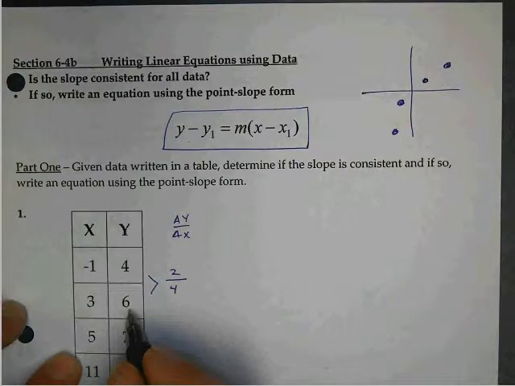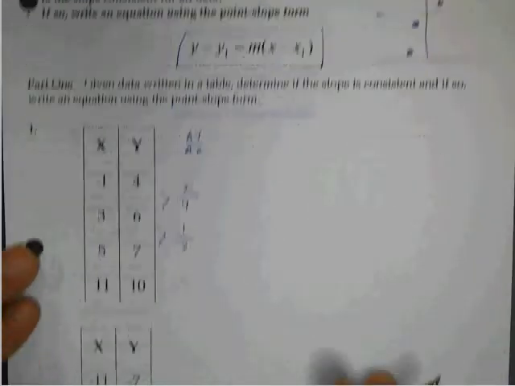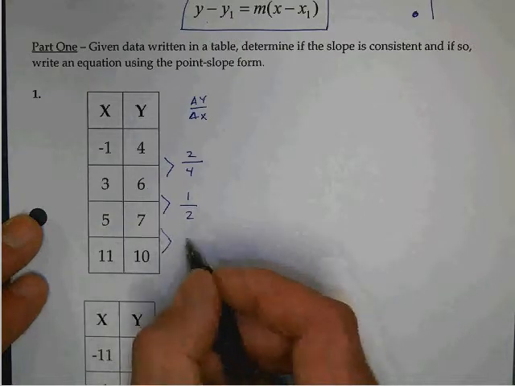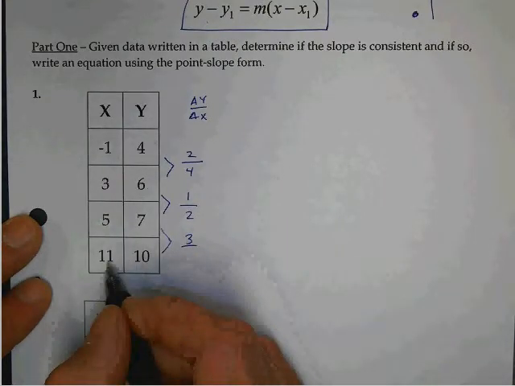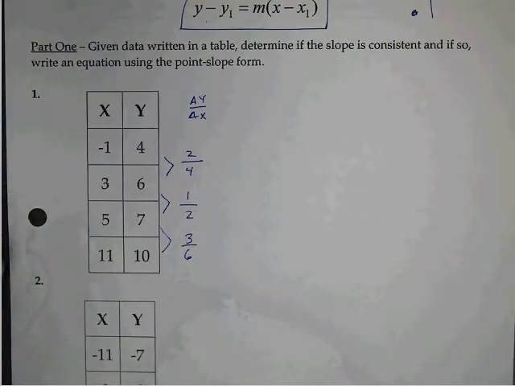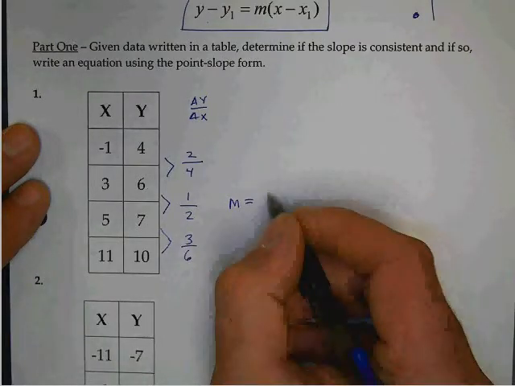What's 7 minus 6? 1. What's 5 minus 3? 2. So far, is the slope consistent? So far it is. All right, let's look at the bottom ones. What's 10 minus 7? 3. What's 11 minus 5? Is the slope consistent? Yes. So what can we conclude? What is the slope of all 3? 1/2.